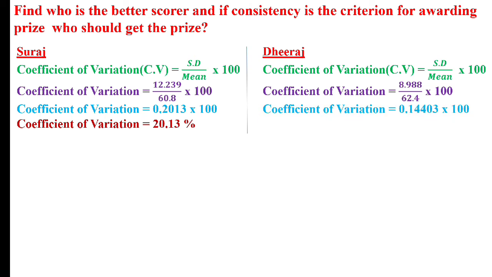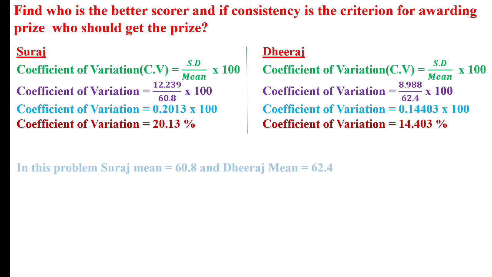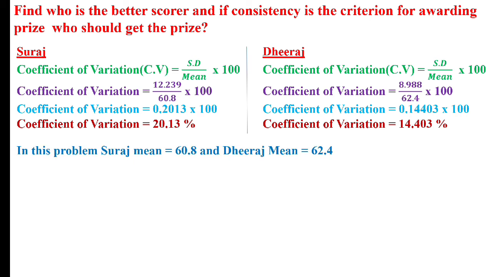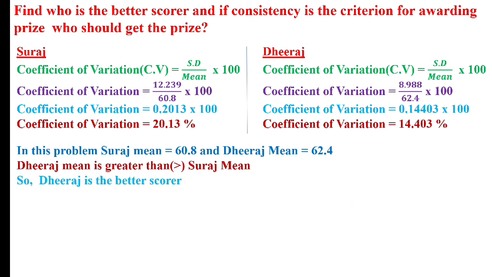Simplify, 0.14403 into 100 we get 14.403%. This is the way we get the coefficient of variation for Suraj and Dheeraj. Now the question: who is the better scorer? In this problem, Suraj's mean is 60.8 and Dheeraj's mean is 62.4. So Dheeraj's mean is greater than Suraj's mean. Based on the mean, Dheeraj is the better scorer.